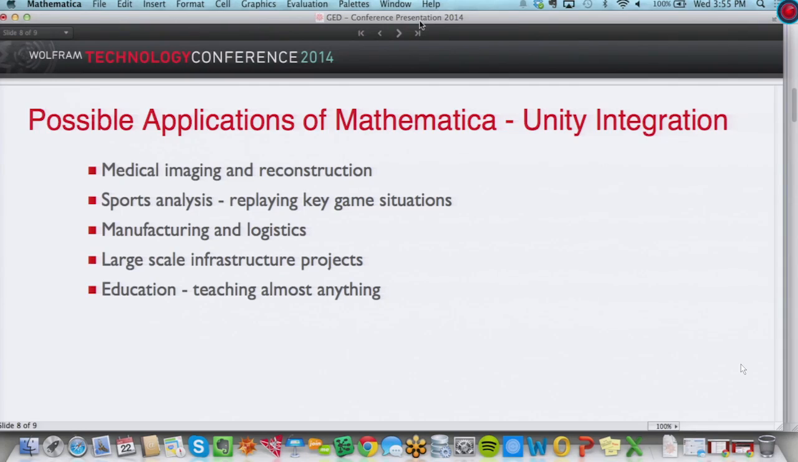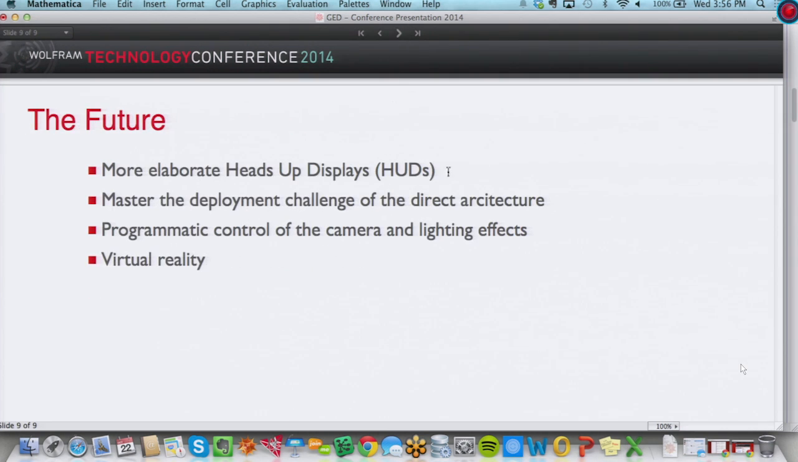Manufacturing and logistics is another classic application of this. If you could watch a supply chain or rip the roof off of a factory and look inside it and watch a day in the life of it, it gives you a really powerful way to look at how to improve it. Large-scale infrastructure projects, we're working with the Qatari government on the Soccer World Cup in 2022. They've got lots of big infrastructure ideas about where to put hotels and soccer stadiums and the like, and working all of that out. We could do a lot of that with Unity, and certainly in teaching almost anything, Unity is a great platform.